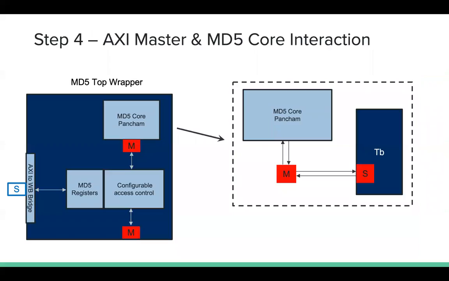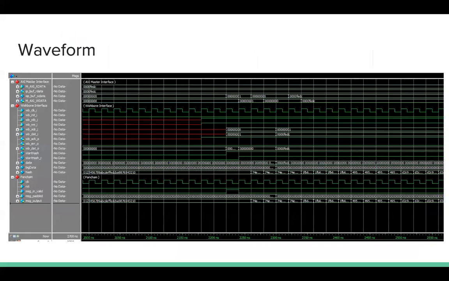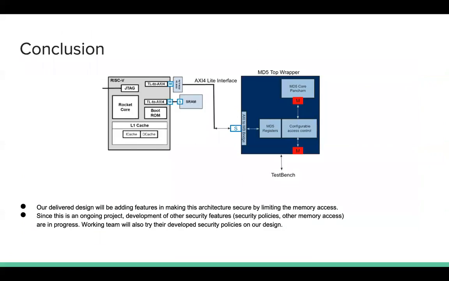The last step was AXI master and MD5 core interaction. The AXI master reads the source address and writes it to the input buffer, which is further driven to the wishbone and then to Pancham. Pancham's hash output value returns to wishbone, which is further written to the output buffer. Master reads it and writes it to the destination address. So this is our final execution.